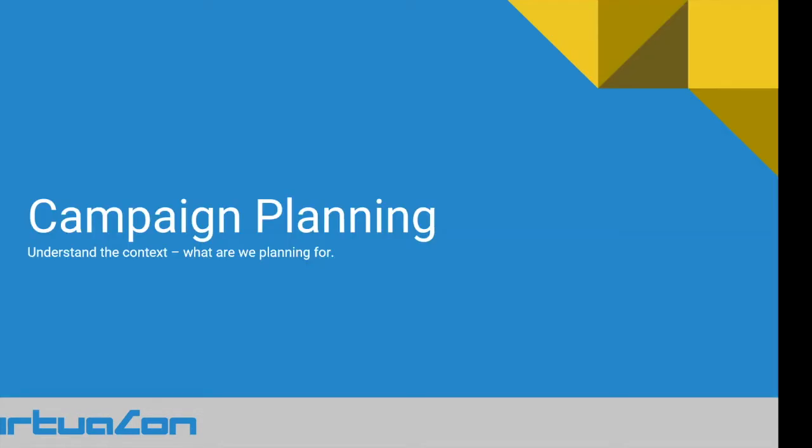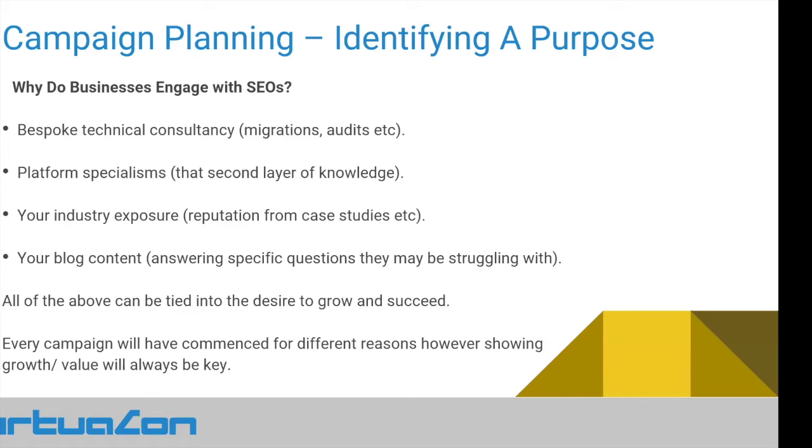In terms of campaign planning, like I said, this is the actual understanding of the context, so what we actually plan it for. In terms of identifying a purpose, one of the questions you may want to start with is why do businesses actually engage with SEOs, whether this is internal or external. Again, there'll be lots of others, but these tend to be the four main ones.